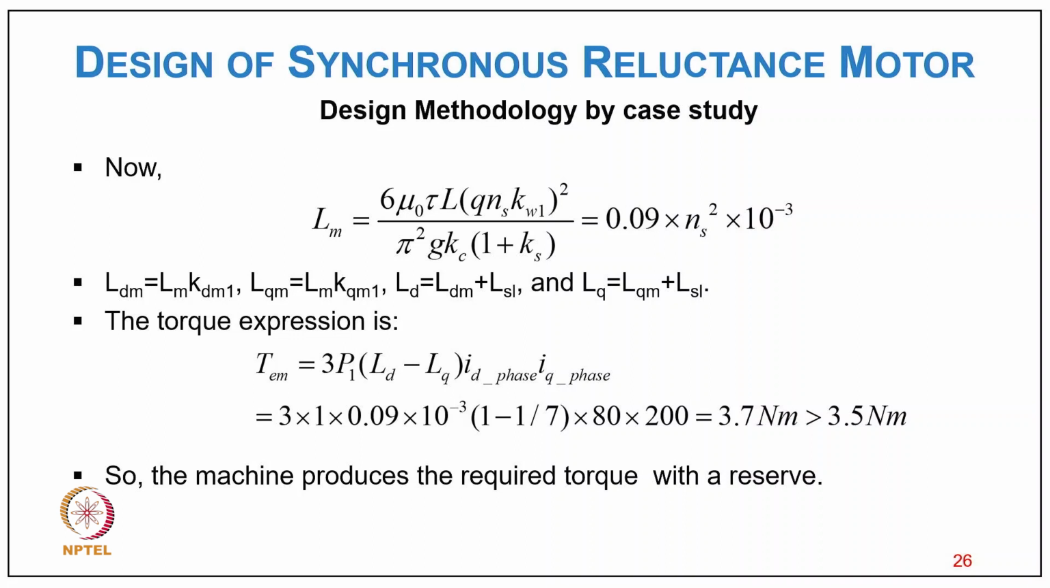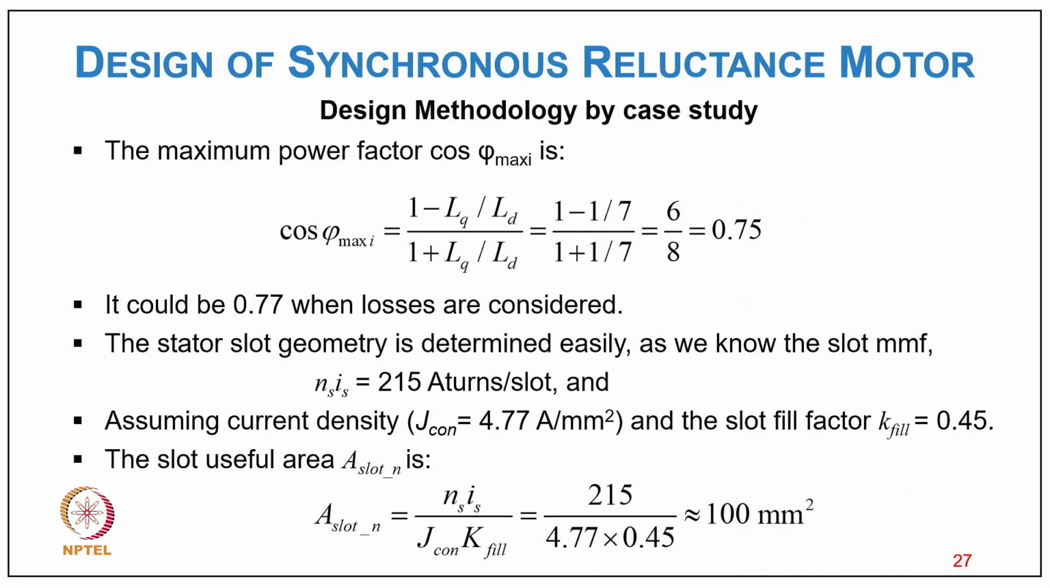So, the torque expression here is Tm = 3P1 (LD - LQ) ID phase into IQ phase, and putting value, it comes 3.7 Newton meter, which is greater than 3.5 Newton meter. So, the machine produces the required torque with the result. So, the maximum power factor cos phi maximum is equal to (1 - LQ/LD) divided by (1 + LQ/LD). So, putting a value, it comes 0.75. So, it could be 0.77 when losses are considered.